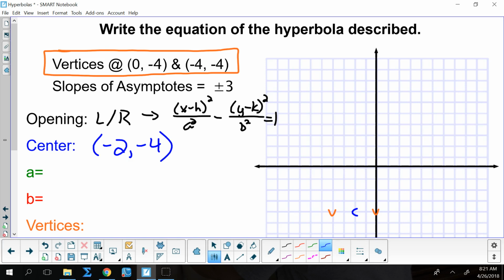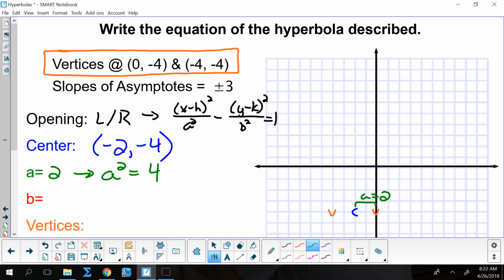What else are we given? You're given the A value, because you have the horizontal distance from the center to the outside. So this right here is A, and that's 2. If A is 2, what is A squared? 4, right? So we're getting closer. Those are the 3 things that are given to us when you're given the vertices.